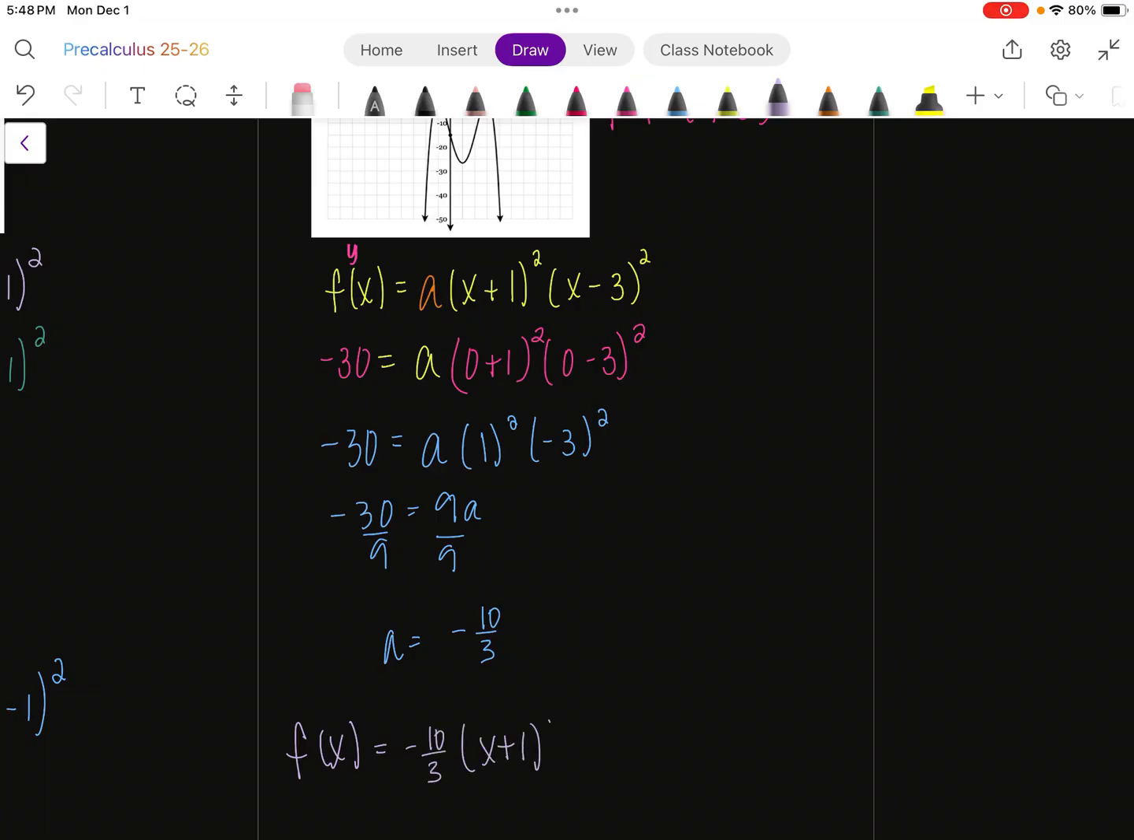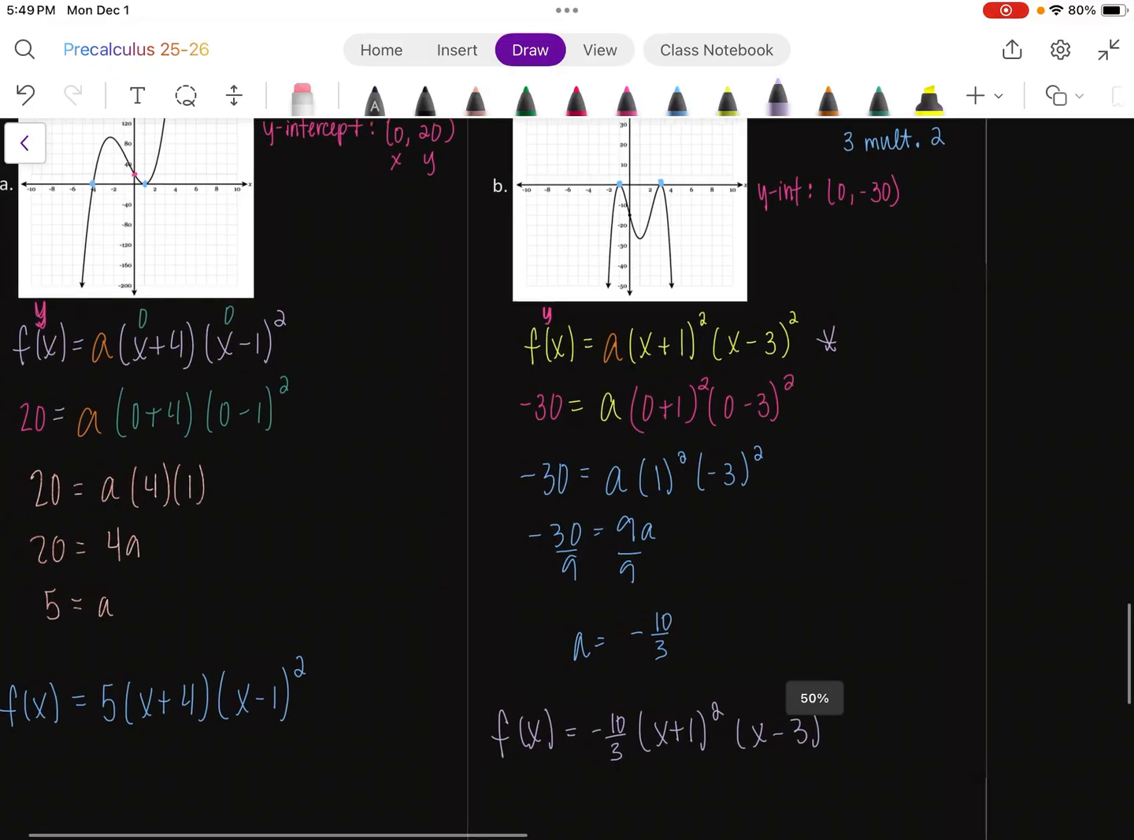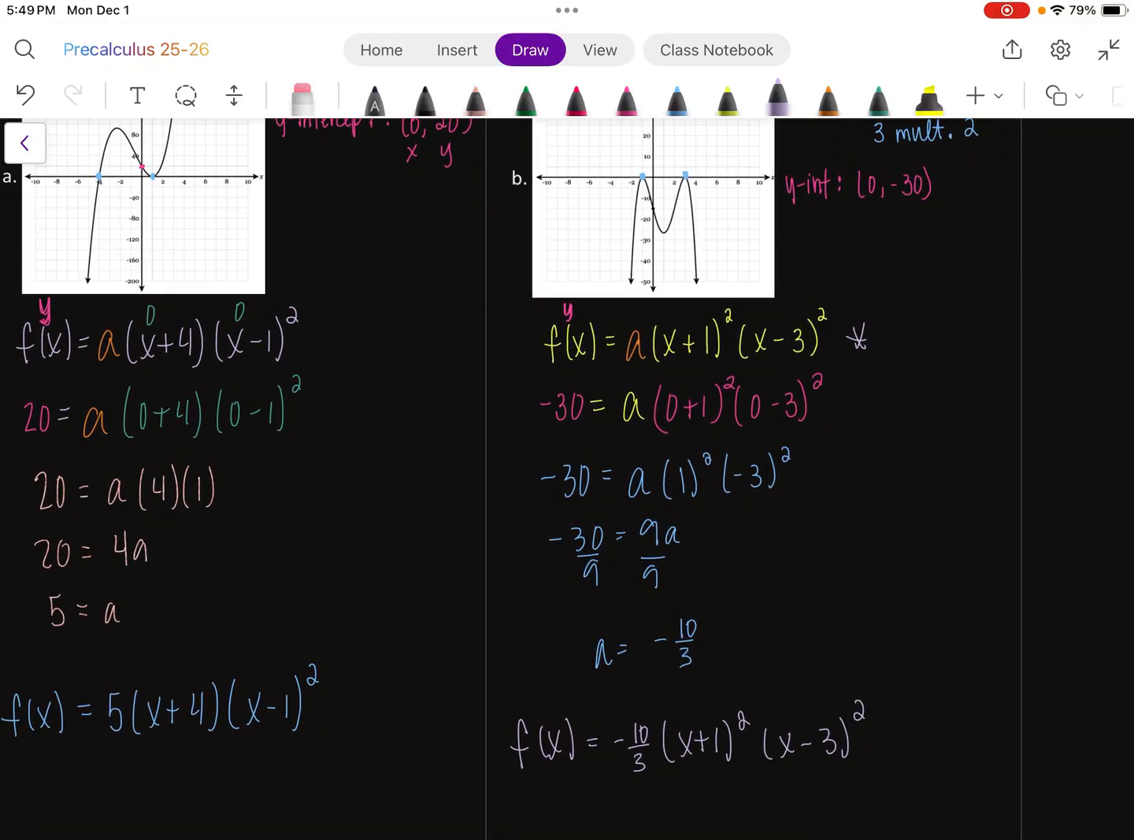And then go back up to this guy, the yellow, and just fill in the A. That is my final answer. Writing polynomial functions. They're nice and fancy. Factored form is always the nicest, but a lot of things are given to us in standard.